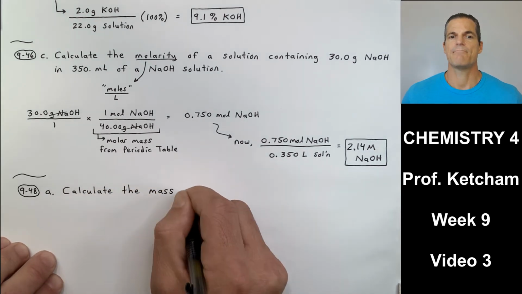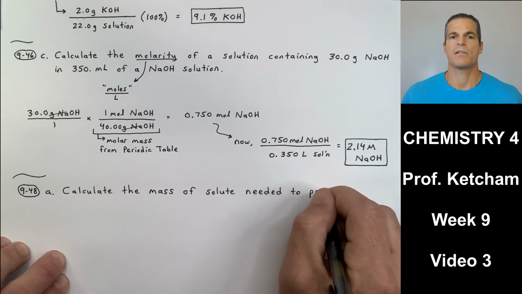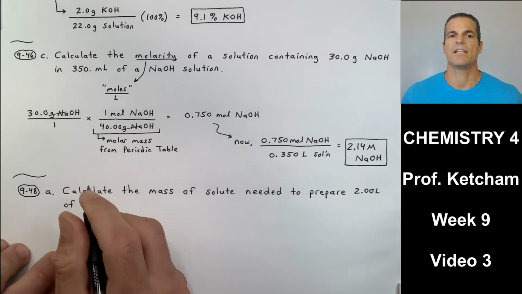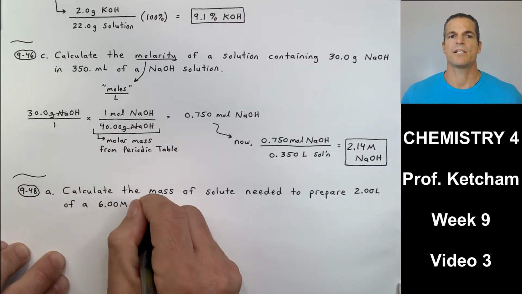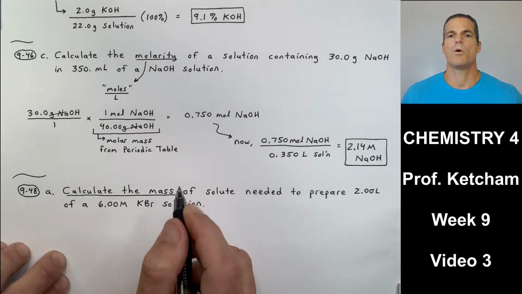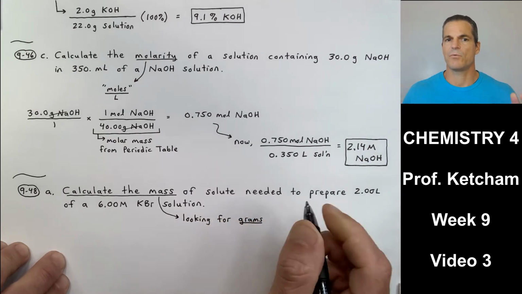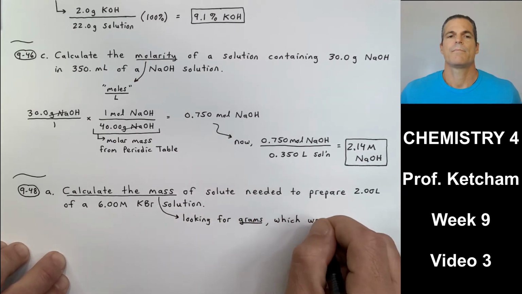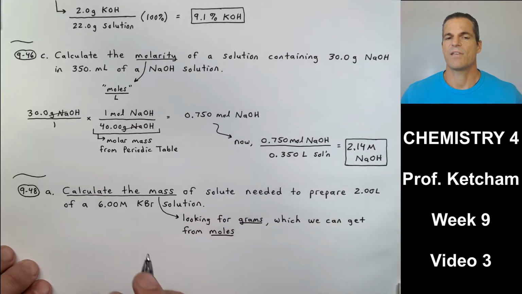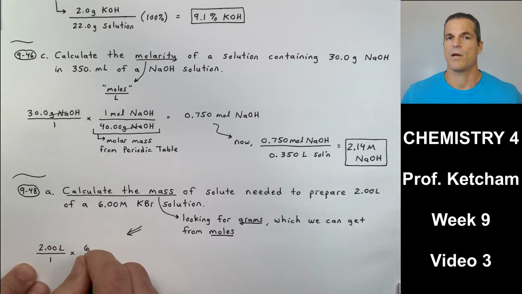We want to calculate the mass of solute. So we're looking for grams. Calculate the mass of solute needed to prepare 2.00 liters of a 6.00 molar KBr solution. So they're giving me molar, which I know is a mole per liter, and they're giving me a liter. So I see a roundabout way to get to moles. And if they ask me to calculate the mass of solute, they want the mass of KBr, which I can get from moles of KBr using the periodic table.